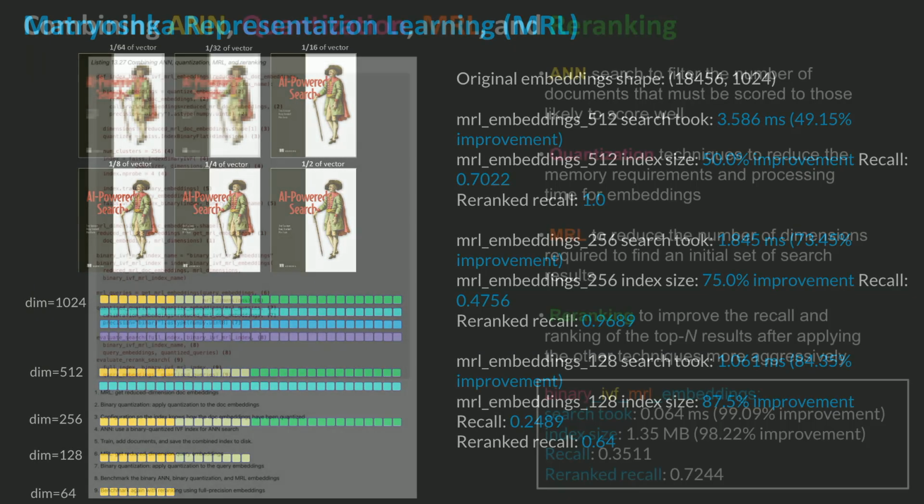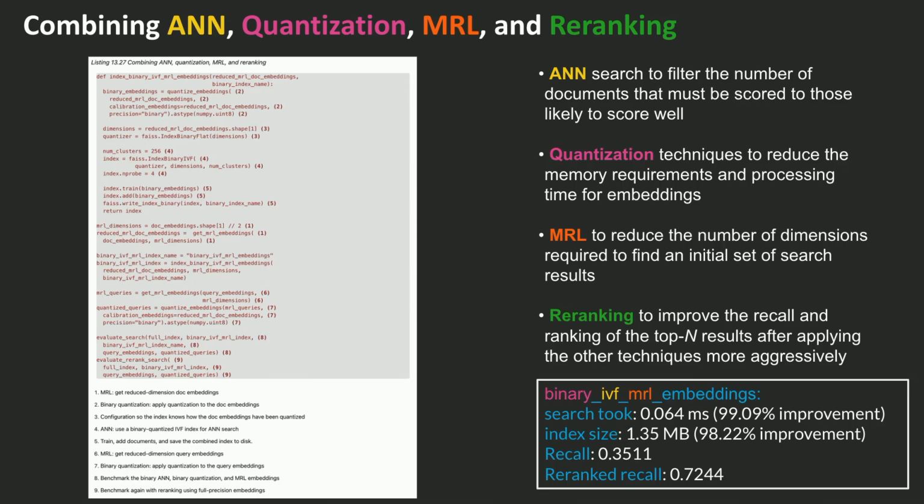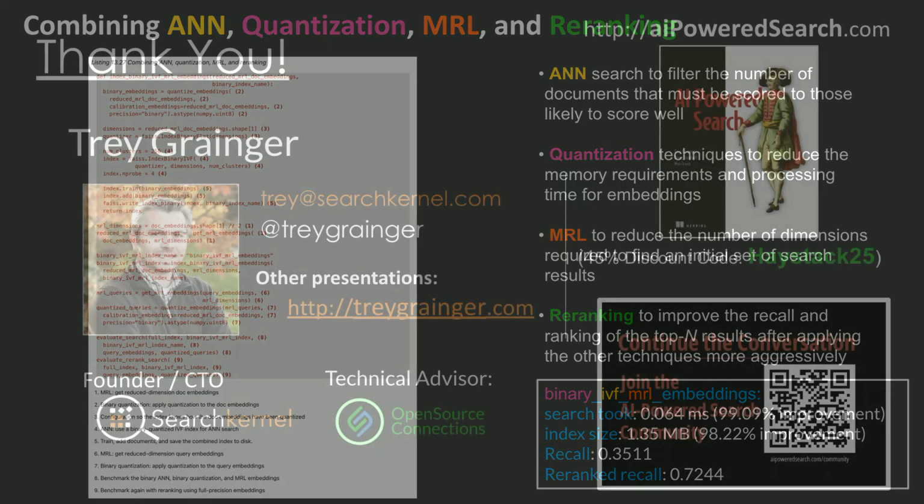And I'm not going to talk about Matryoshka, you can look that up. But last slide here, you often will combine these together. This is a code example from the AI-powered search book where we're doing ANN, IVF, Matryoshka representation learning, and binary quantization, and then we're doing re-ranking. And I'm getting a 99% improvement in search speed, a 98.2% reduction in memory and index size, and my re-ranked recall is about 72%, which isn't great, but considering I'm only using 1% of the original index size, that's not bad. So anyway, stuff you can look at.